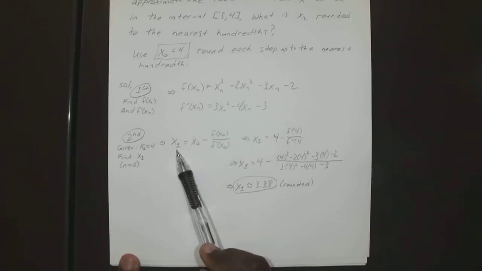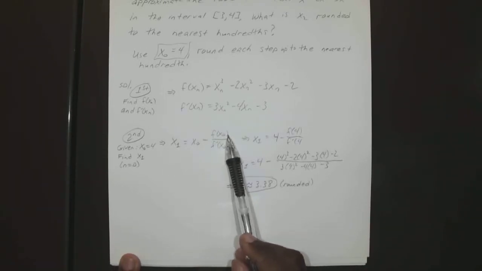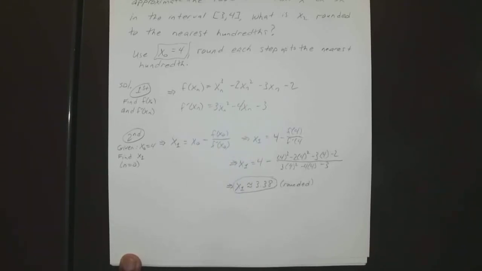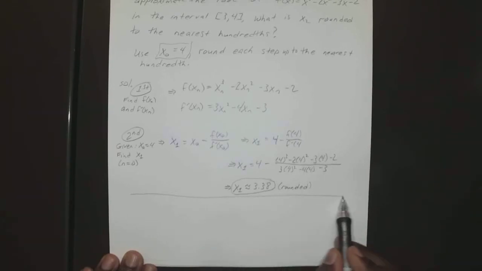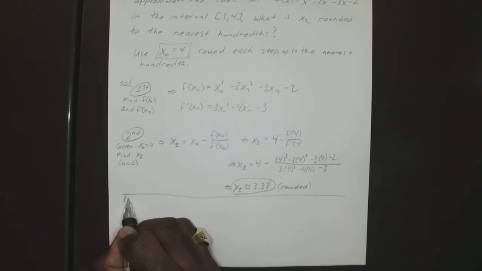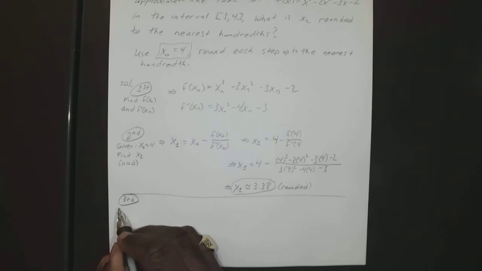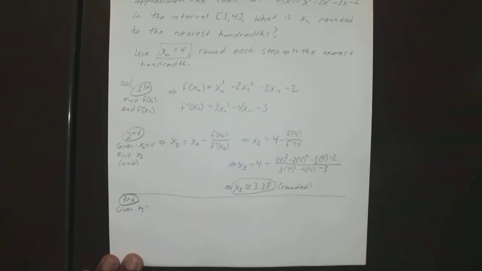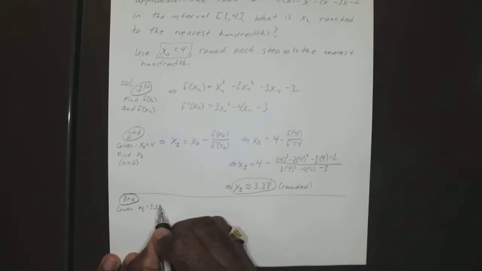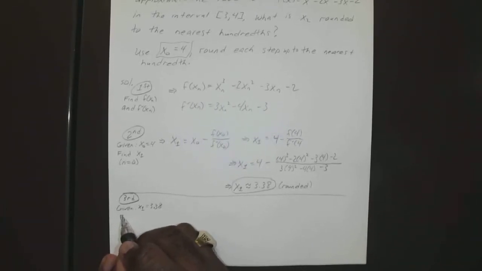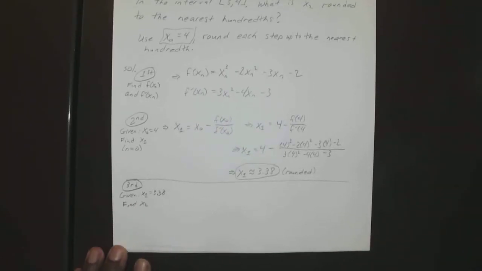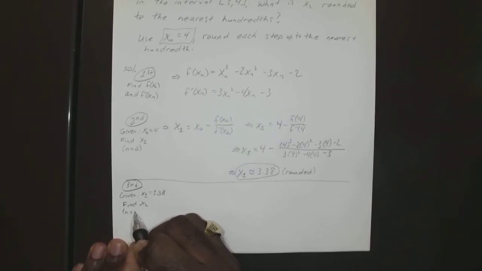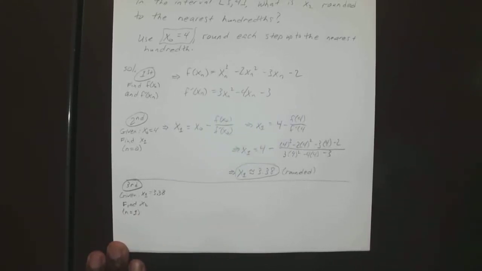So that'll be x2 equals x1 minus f of x1 over f prime of x1. And I should have enough room. Let me kind of separate that a little bit. Okay, so our third step. Now here we are given that our x1 is equal to 3.38. So now we have to find x2. So in other words, that means n is going to equal 1 in our formula.